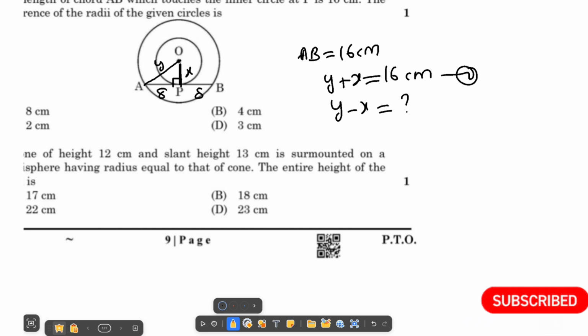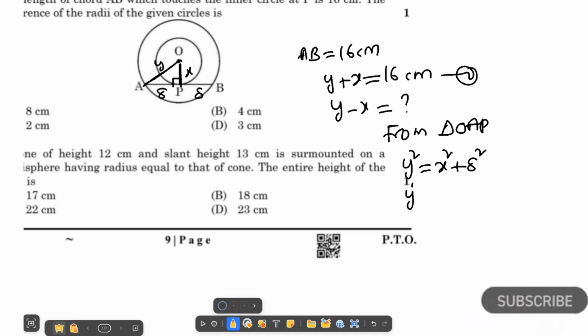From triangle OAP apply the Pythagoras theorem. OA is the hypotenuse. So the hypotenuse squared, Y squared, is equal to the sum of the squares of the other two sides: X squared plus 8 squared. If you bring minus X squared to the left side, we get Y squared minus X squared equals 8 squared, which is 64. Now this Y squared minus X squared can be written using the a squared minus b squared formula.